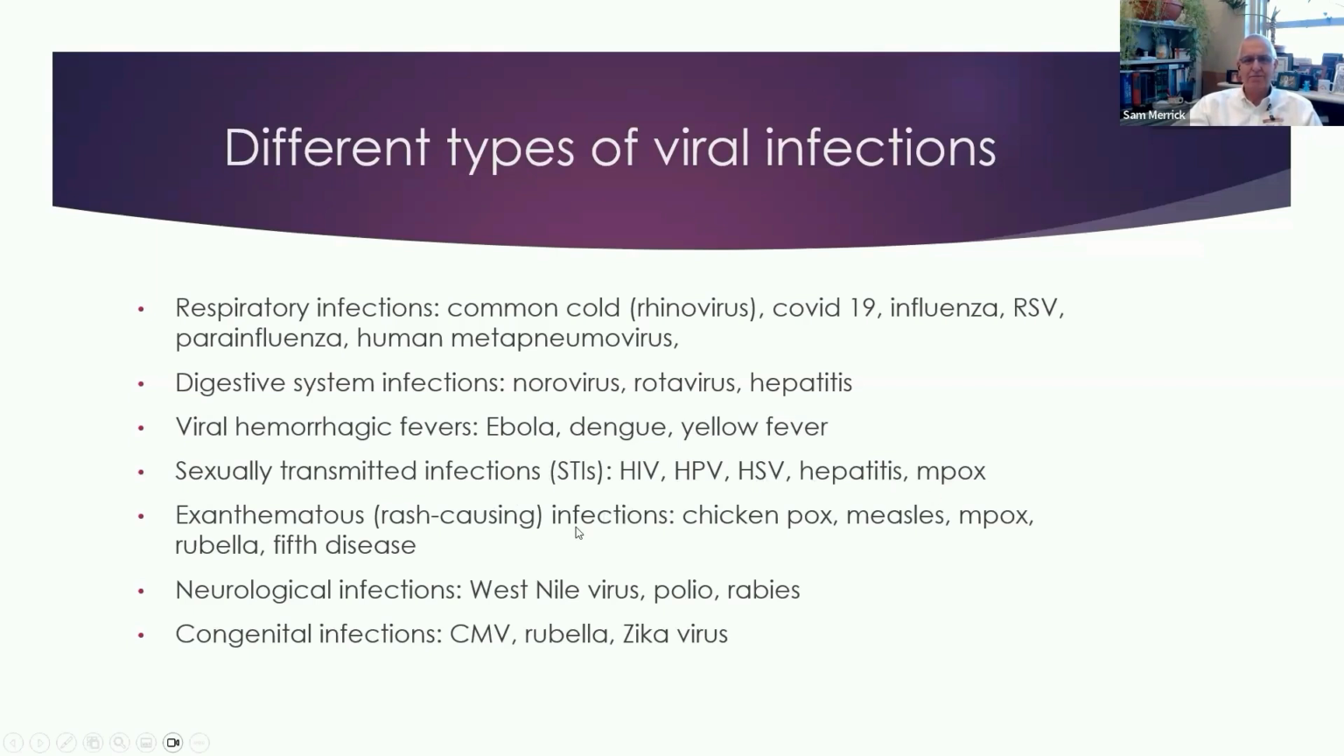There's rash-causing infections like chickenpox, measles, mpox, rubella, hand, foot and mouth disease. Some of these are seen mostly in kids. Neurologic infections like West Nile virus. You may have seen that Anthony Fauci had West Nile virus recently and wrote about it. And people can get pretty sick, particularly the older they are. But fortunately, again, symptoms are fairly mild usually, and self-limited. Polio and rabies, and then some congenital infections. So these are all different kinds of viruses, and that's just a small sampling of them.